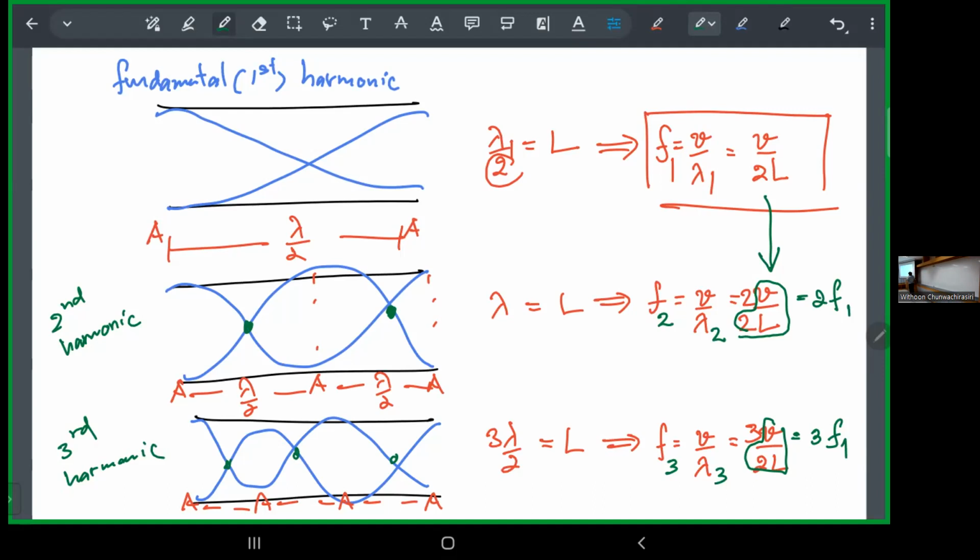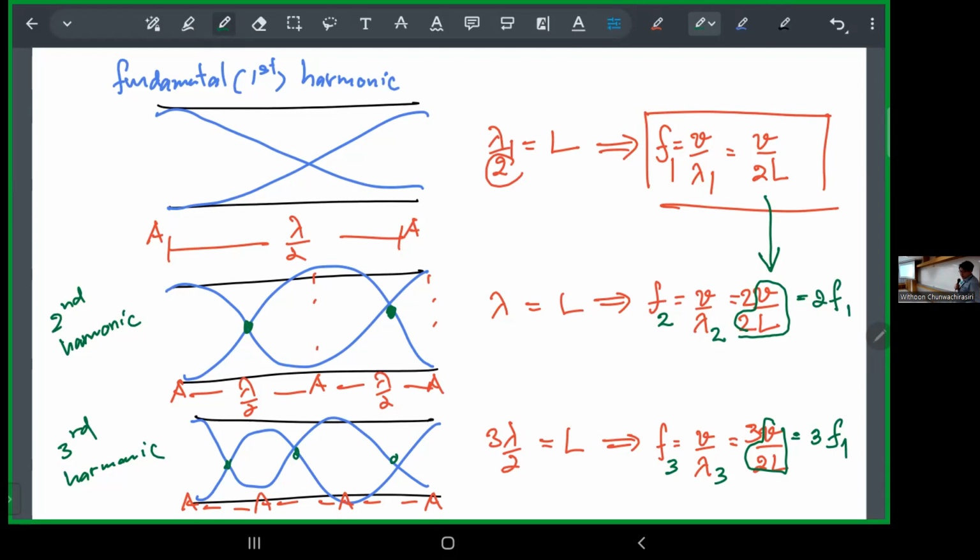This one is twice the fundamental, so this is your second harmonic. I'm just saying how many times the frequency is relative to the fundamental frequency. With me? Cool. All right.